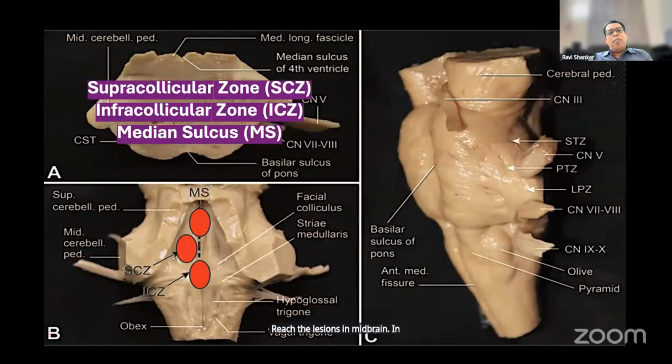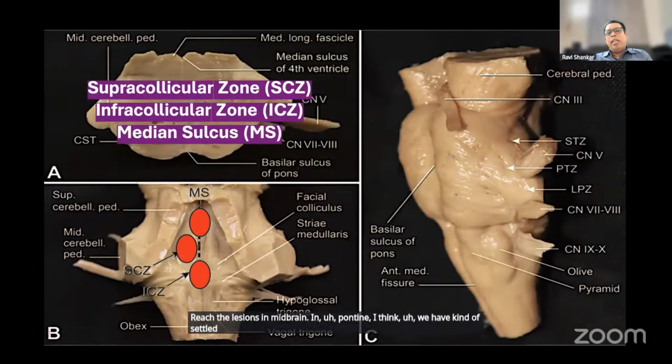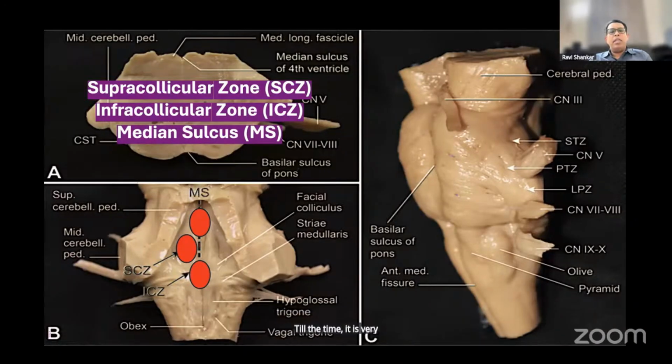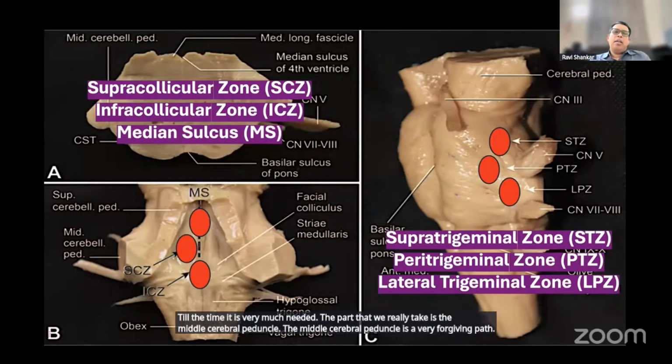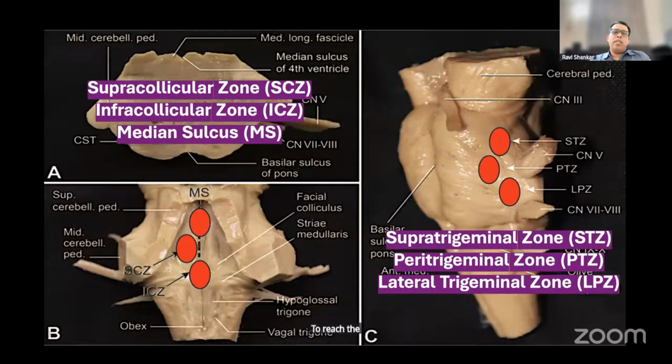In the pons, I think we have settled upon the path we really take, which is the middle cerebellar peduncle. The middle cerebellar peduncle is a very forgiving path to reach the lesions of the pontine region, because this path has really no neural structures, and you can go and reach the lesion where you have the pathology and take it out without producing any problems or deficits in the patients.